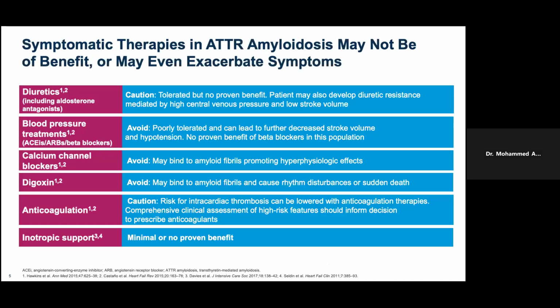The symptoms: diuretics, including aldosterone antagonists, should be used with caution. They are tolerated, but there is no proven benefit. Patients may also develop diuretic resistance. For blood pressure treatment, avoid ACE inhibitors, ARBs, or beta blocker groups, as they are poorly tolerated and can lead to a further decrease in stroke volume and hypotension.